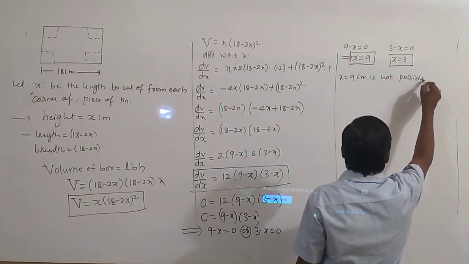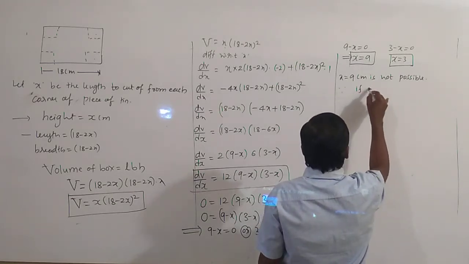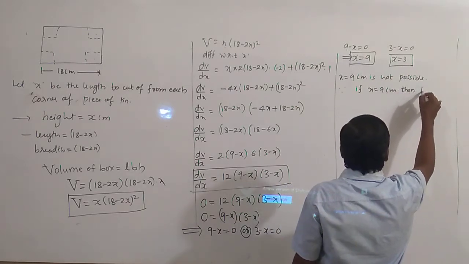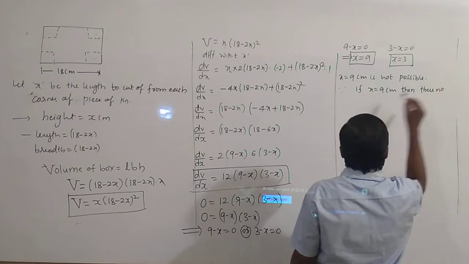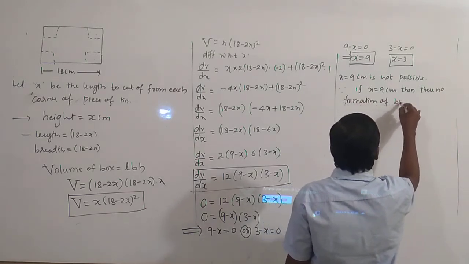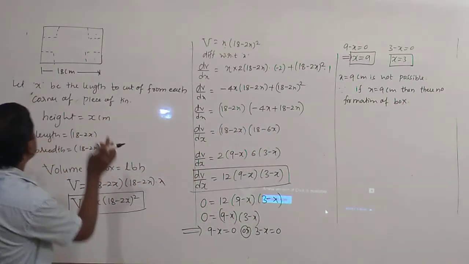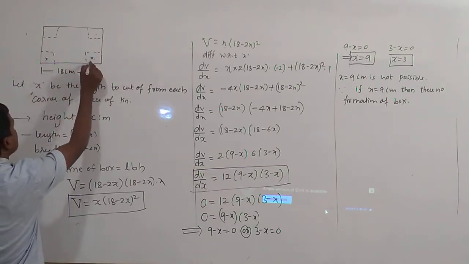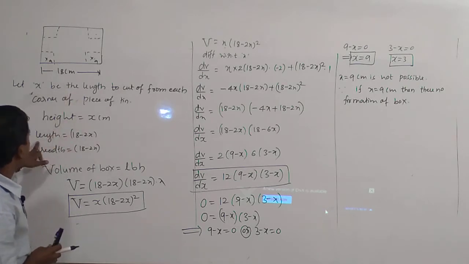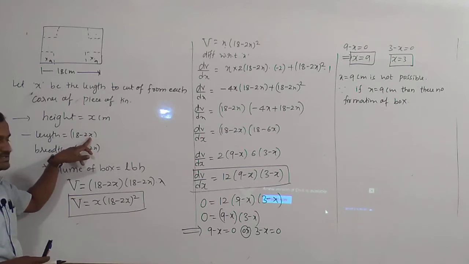Not possible, because if x equal to 9 centimeter, then there is no formation of a box. Right? So here see, if we take x equal to 9 centimeter, so this is x, this is x, total if we take 9, so here how much does the length become? 18 minus of 2x. So 18 minus of 2x, where x is equal to 9.